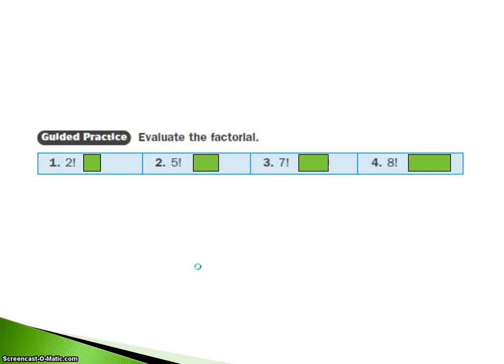Evaluate the factorial. Remember to multiply the number times all the numbers from that number down to 1. Pause the video.